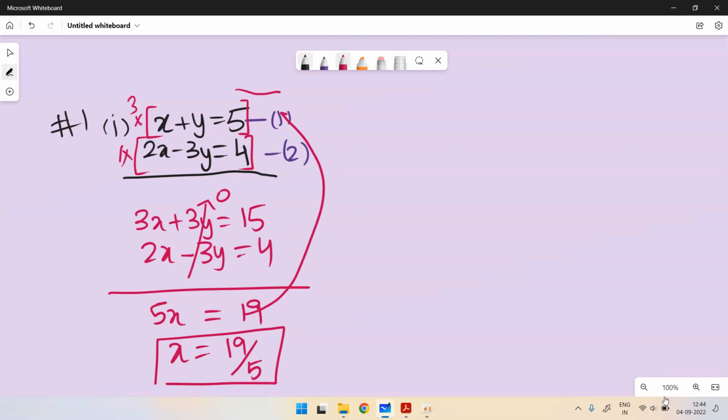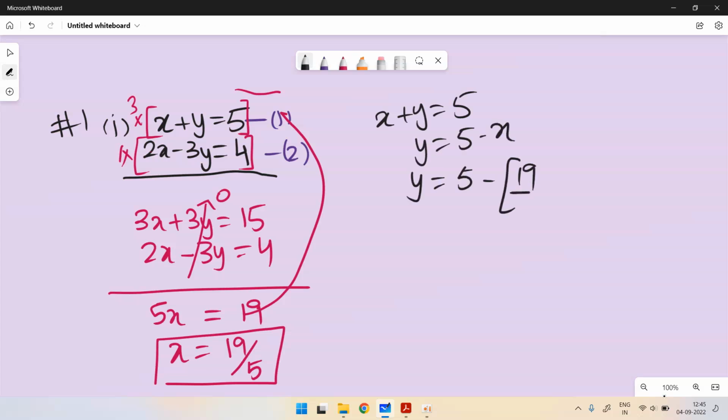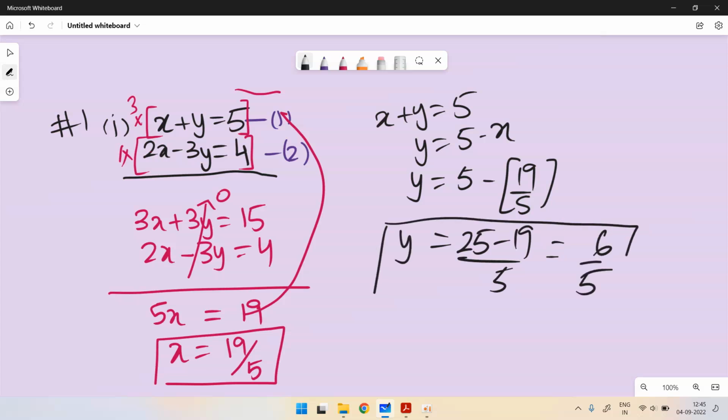so in the original equation, that is x plus y equal to 5, y equal to 5 minus x, so this becomes y equals 5 minus 19 by 5, and if you take the LCM, this is 25 minus 19 by 5, nothing but 6 by 5. So the value of y is 6 by 5. This is elimination substitution; you can easily do it by substituting one value into the other.